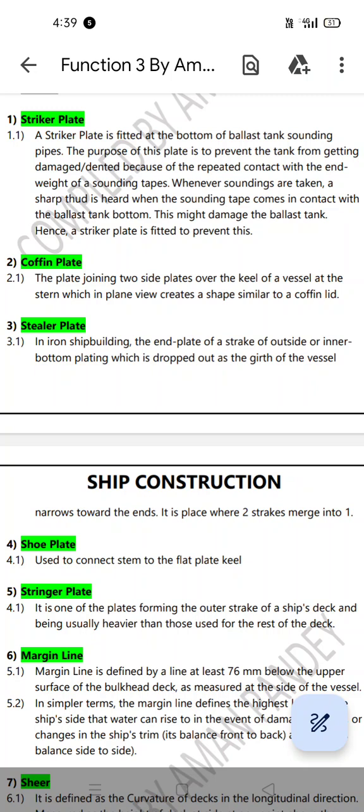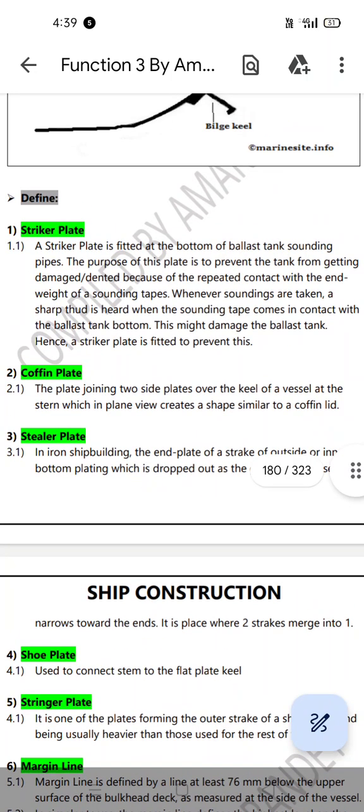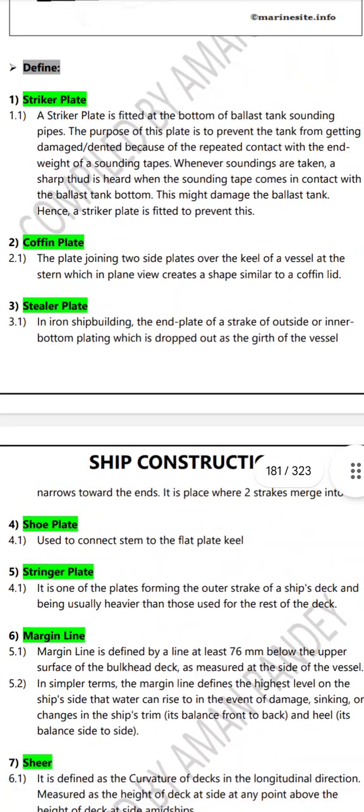A striker plate is fitted at the bottom of the ballast tank sounding pipe. The purpose of this is to prevent the tank from getting damaged or dented because of the repeated contact with the end weight of the sounding tape. Whenever soundings are taken, a sharp thud. Okay bhai.